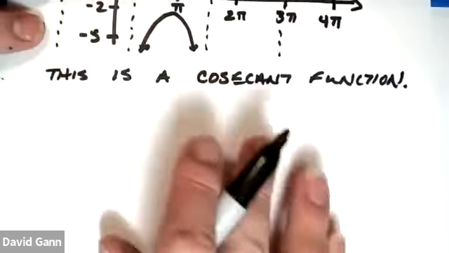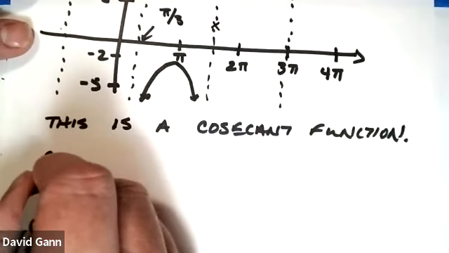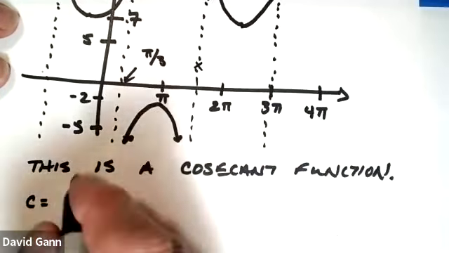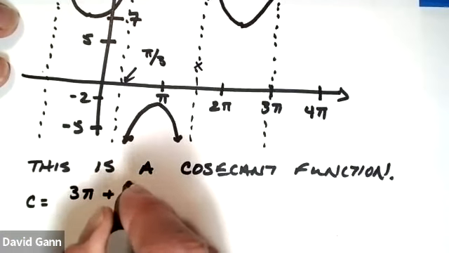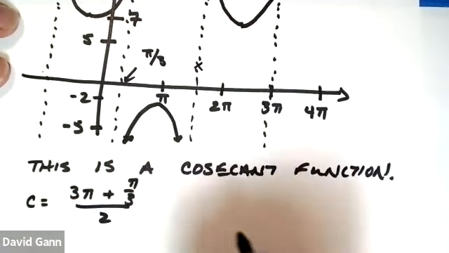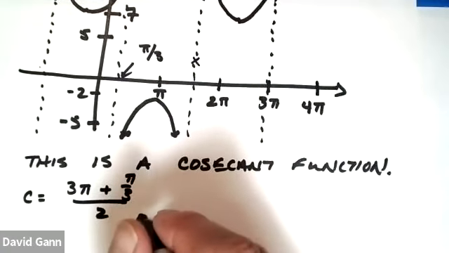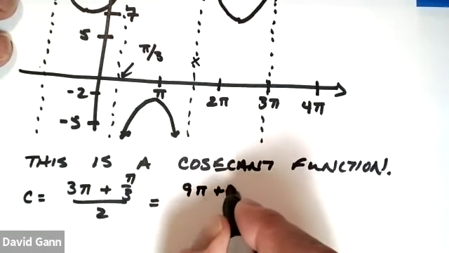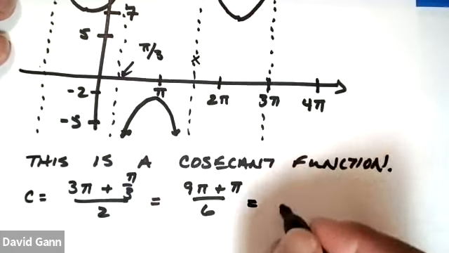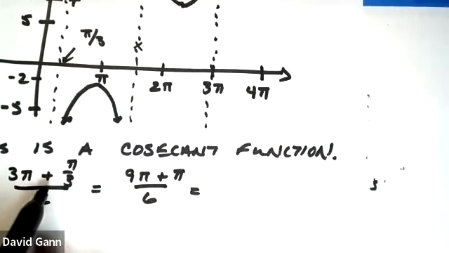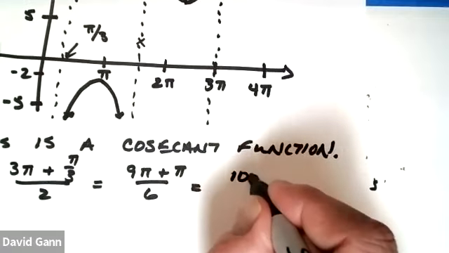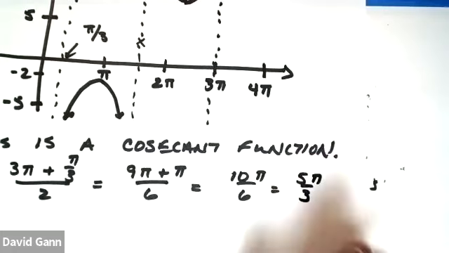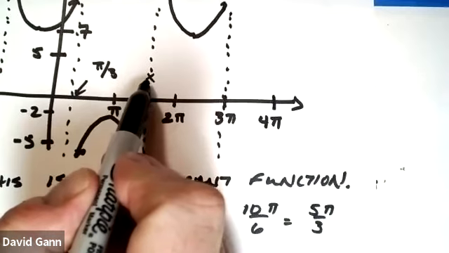So if we just real quickly did a little calculation, C is going to be equal to the average of the upper value and the lower value. So we have 3 pi plus pi over 3, divided by 2. We'll simplify this fraction by multiplying everything, top and bottom, by 3. So we have 9 pi plus pi over 6, right? Everything multiplied by 3. So this becomes 10 pi over 6, or 5 pi over 3. Okay, so that gives us a precise way of finding that x value.